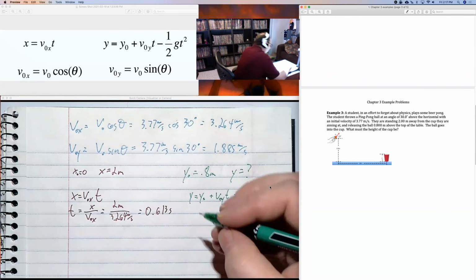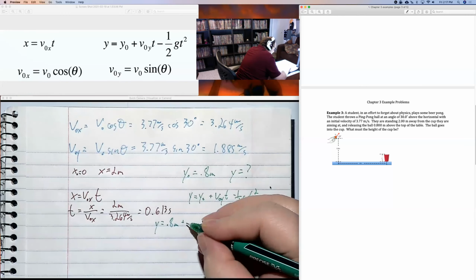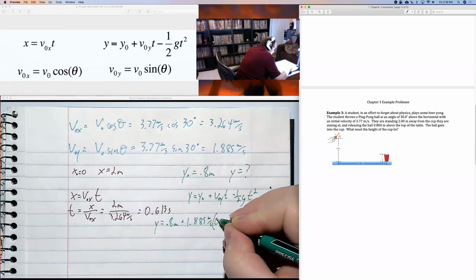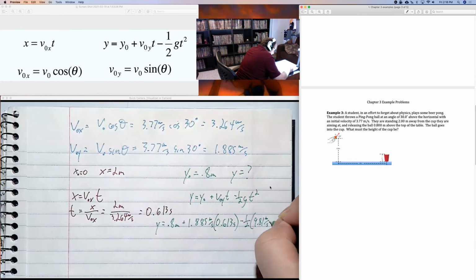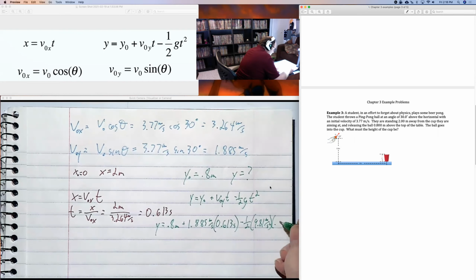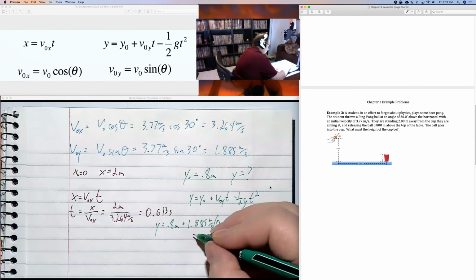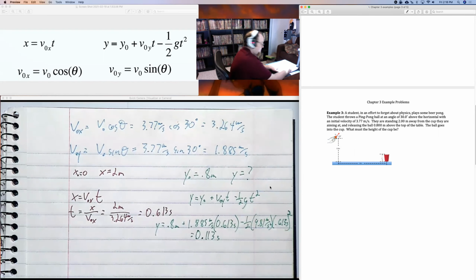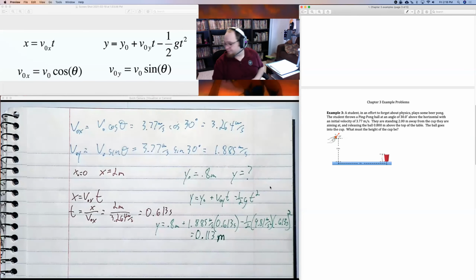So the height y is 0.8 meters plus v naught y, 1.885 meters per second, times t, 0.613 seconds, minus 1/2 g times t squared. I'll just type that into a calculator. Units. That's the height of the cup, 11 centimeters.